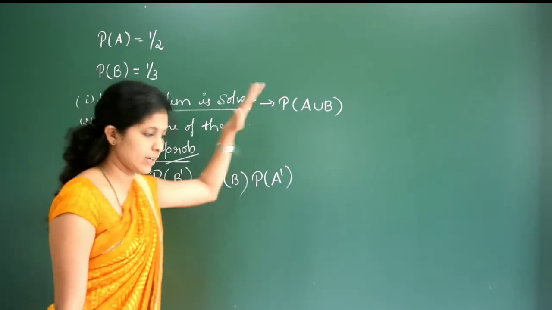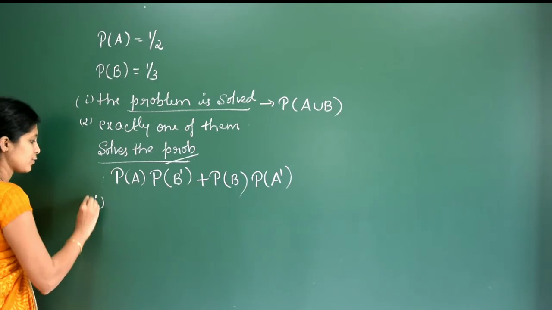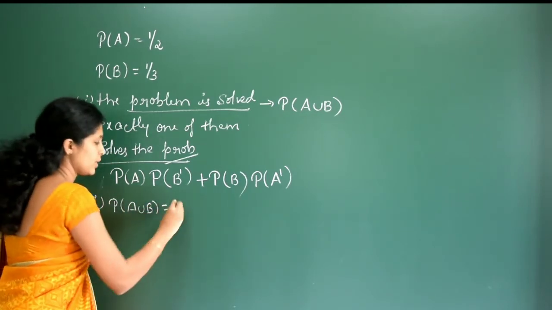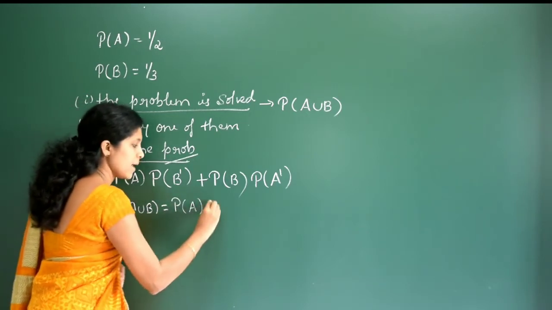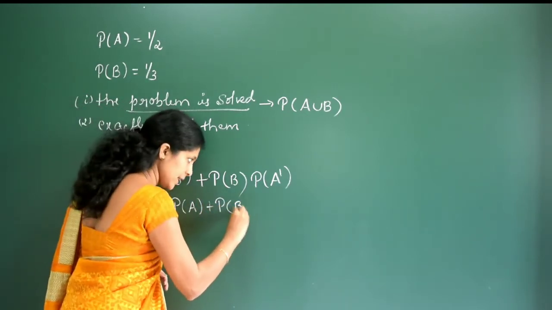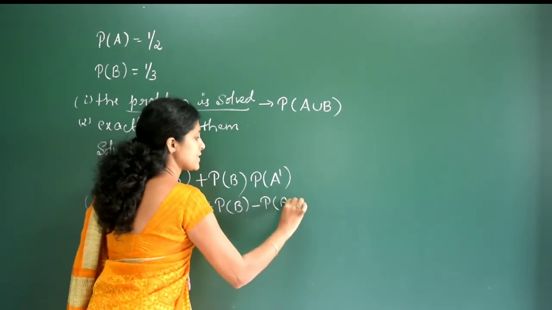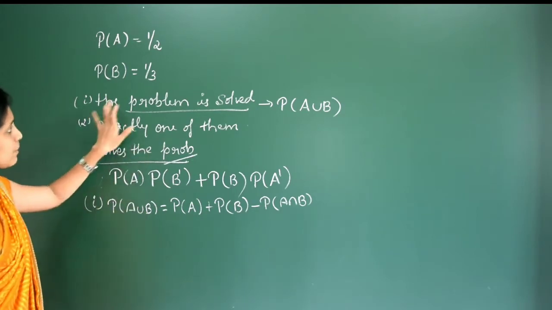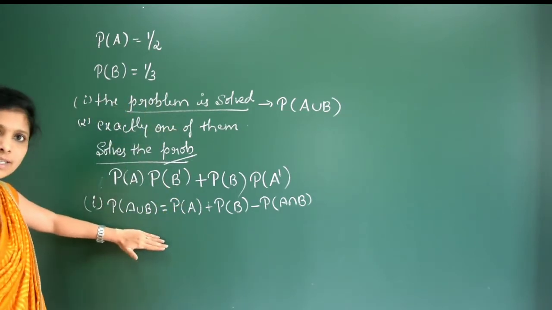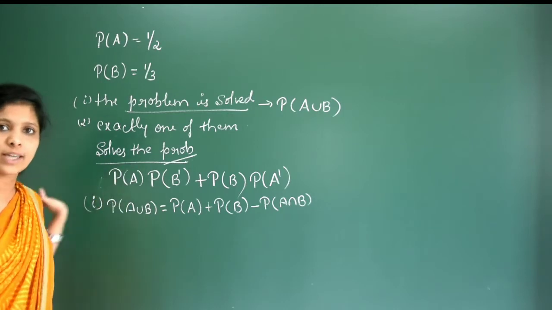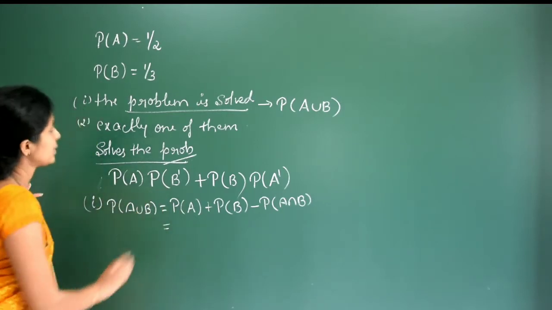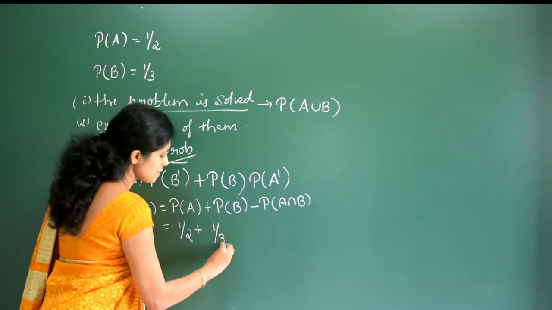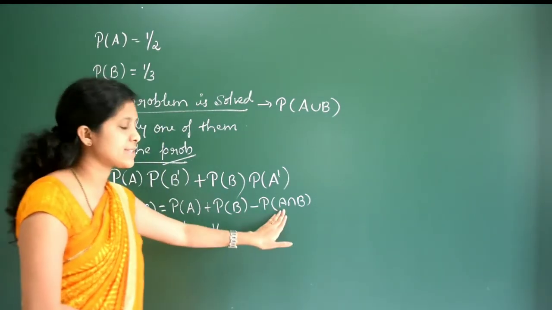Now first let us go one by one. For the first one, what do I have to find? Probability of A union B is equal to the formula P of A plus P of B minus P of A intersection B. The thing is, you need to understand the question properly. The problem is solved means it is by A or B or both. So this is equal to probability of A, 1 by 2, plus probability of B, 1 by 3, minus probability of A intersection B.